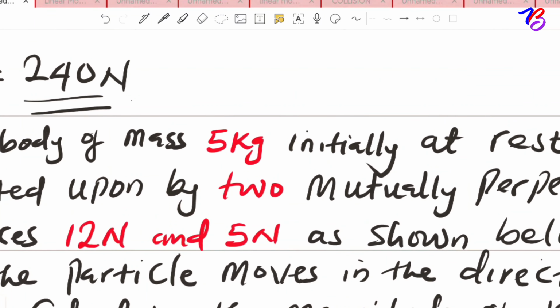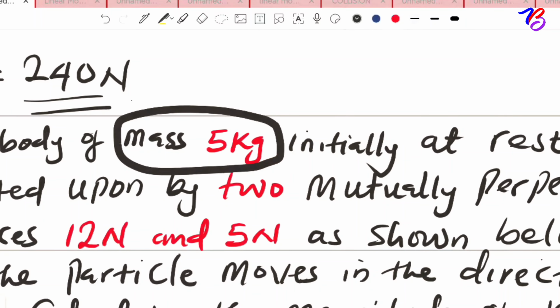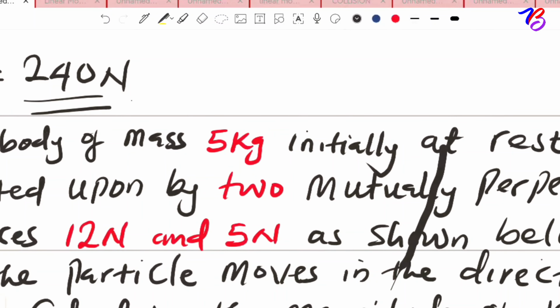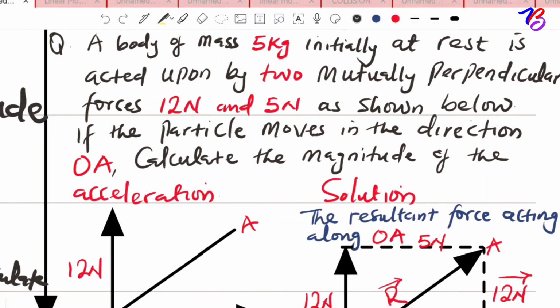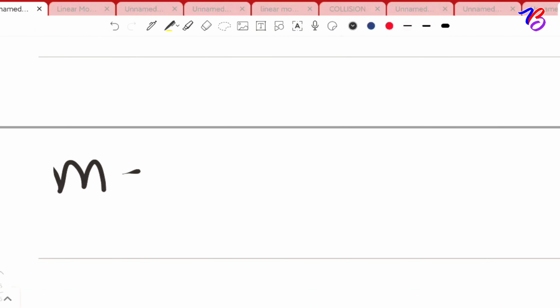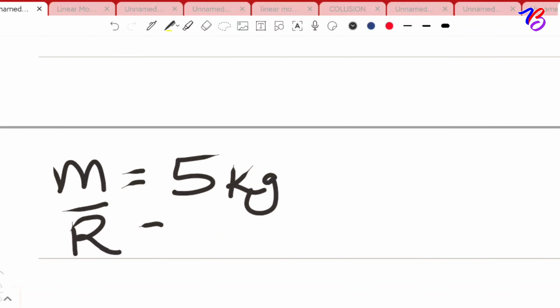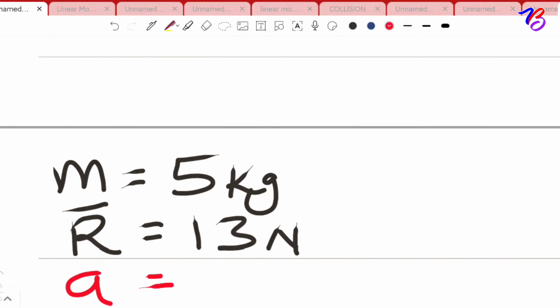Recall that the question is asking us for acceleration and we are given mass to be what? Mass is equal to 5 kilogram. Can you see it? 5 kilogram. Then we are asked to calculate for acceleration, which is A. Are you here? Then we're able to calculate for our resultant vector, which is F, which is force. Let's get to it quickly. Our M is equal to 5 kilogram. Our R resultant vector is equal to 13 Newton, which is our resultant force. Our A is equal to unknown. I hope you are following.